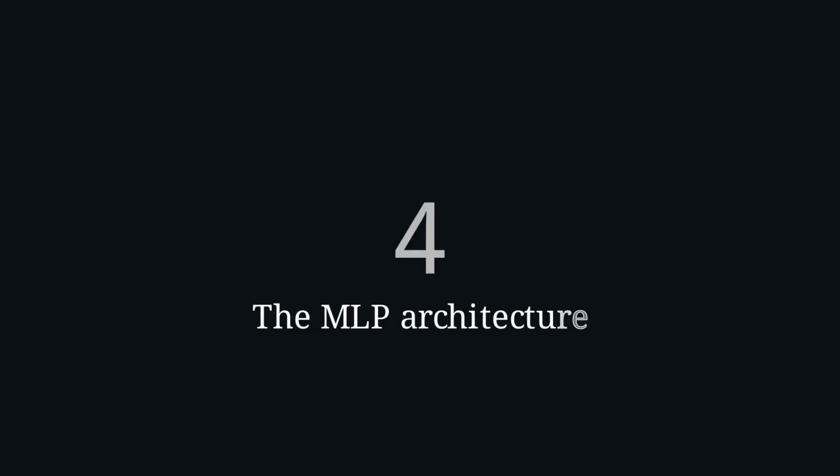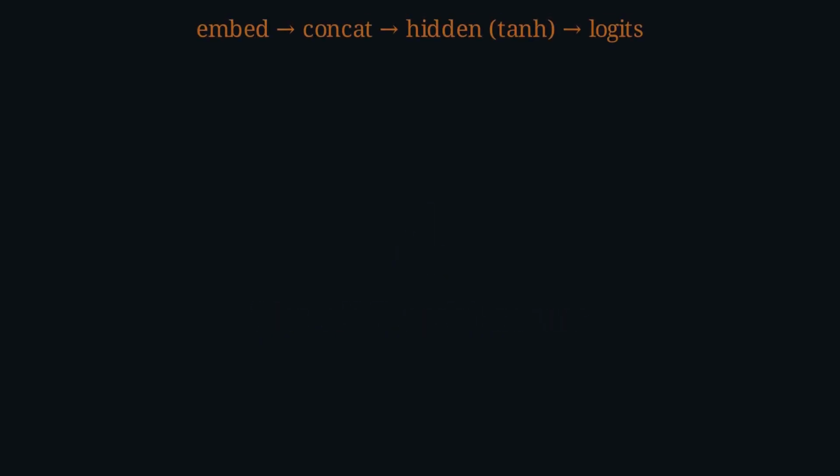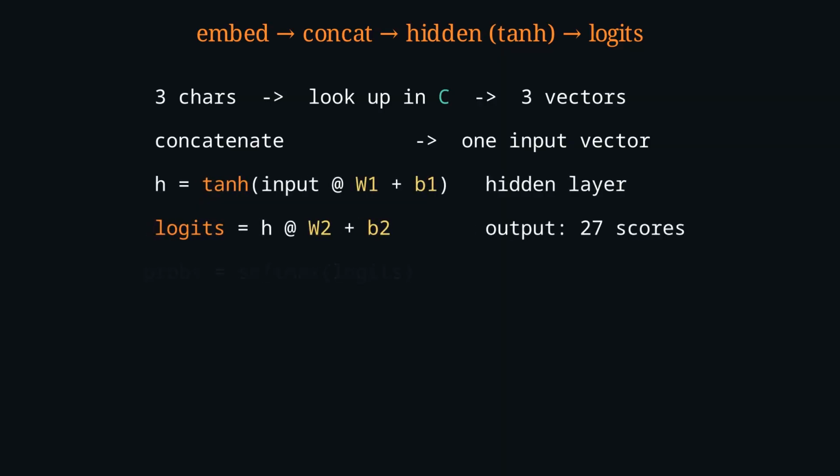Chapter 4. The shape of the network. Now the full network. We take the 3 context characters and look each one up in C, giving 3 vectors. We concatenate them into a single input vector. That goes into a hidden layer. Multiply by a weight matrix W1, add a bias, and squash with tanh. The hidden activations then go through a second layer, W2 and B2, producing 27 output scores, the logits. And softmax turns those into probabilities. It is just embeddings, one hidden layer, and an output layer.